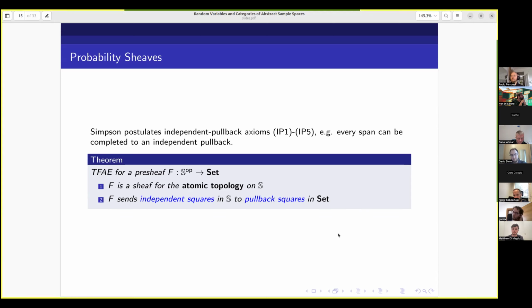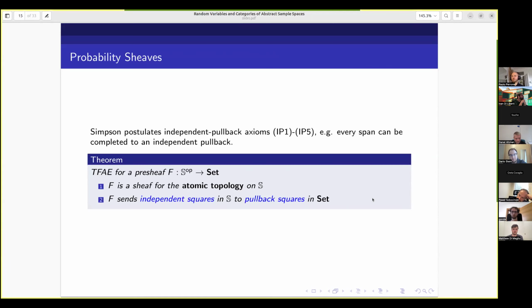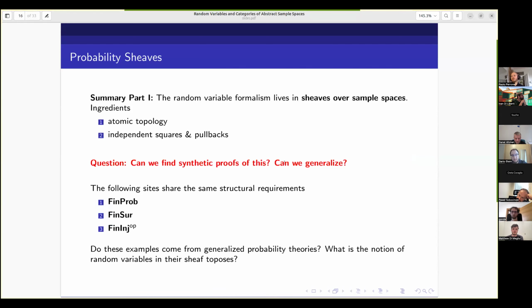So if you've seen nominal sets, I'll get to that later. There also a sheaf condition is equivalent to a pullback preservation condition. And here these independent squares are exactly the right kind of structure. So being a sheaf for the atomic topology is demystified here in the sense that we understand it has something to do with preserving independence. So that was the summary of part 1, the work that Alex has done.